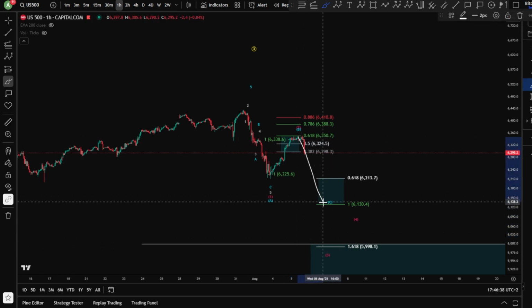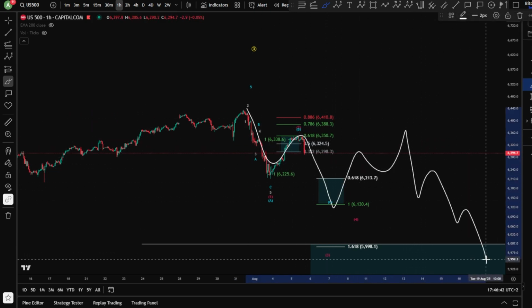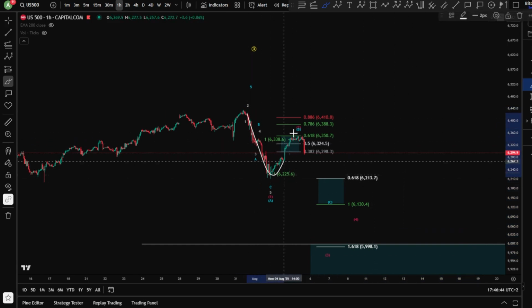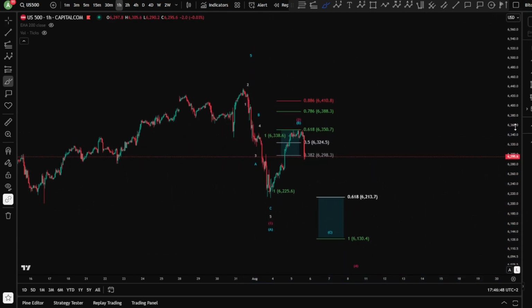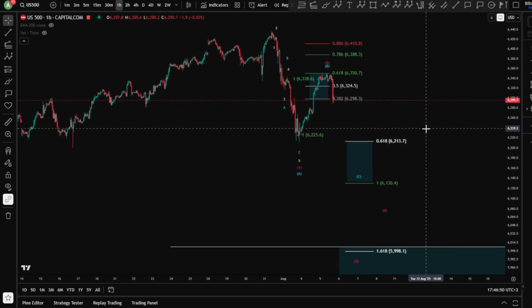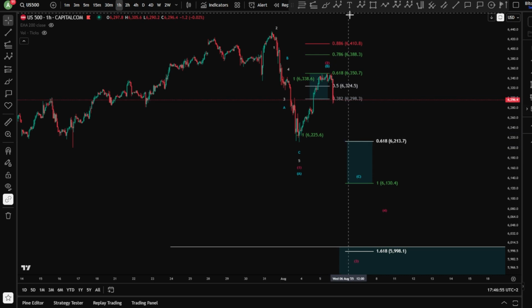Now, as a zigzag, it might range as three waves up again, and then 1, 2, 3, 4, 5. And I believe this might happen. This has a higher possibility of happening as a zigzag, ranging and taking more time for this correction. So these are the possibilities.